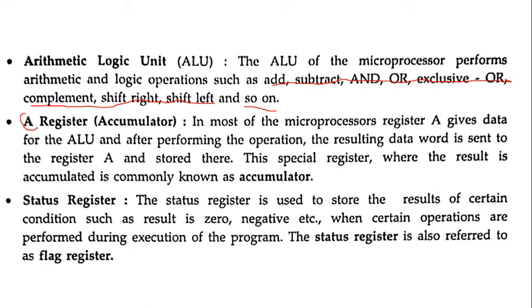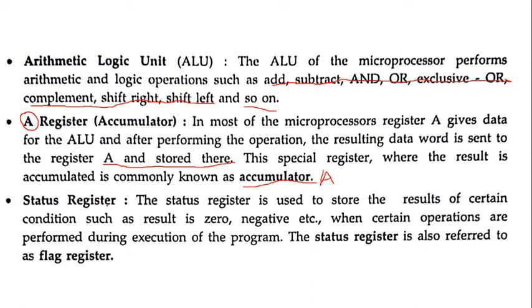Now the next one, that is register A, or we can also call it the accumulator. In most microprocessors, register A gives data to the ALU, that is the arithmetic and logical unit, and after performing the operation, the result data word is sent to register A and stored there. So whenever we are performing any kind of action with the help of the ALU, the output is going to be stored in the accumulator. This special register where the result is accumulated is commonly known as the accumulator, so we can indicate it by capital letter A.